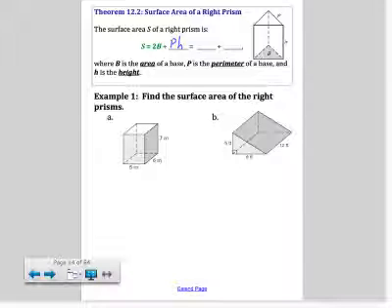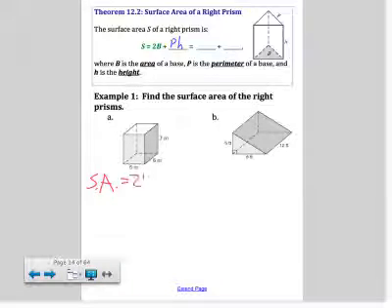So it says find the surface area of the right prisms in part A here. Again, start with your formula. SA equals 2B plus Ph. Now you'll notice you have to do some side work here. In this particular diagram, because it's a rectangular prism, it doesn't really matter which side you view as your bases. For me, I'll use this bottom one here and the top one there as my bases.